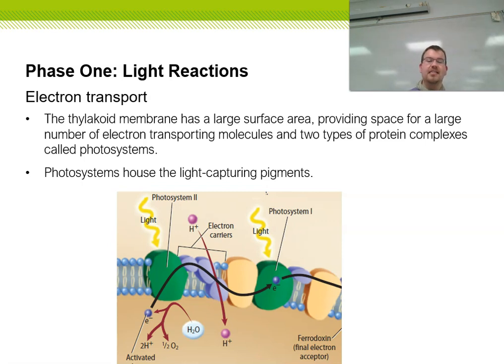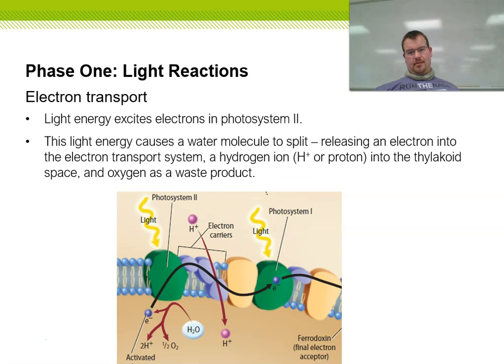So in this is where they house the light capturing pigments for this process. So within this, the light energy excites electrons within photosystem 2. So right now we're focusing in right here. And what will happen is the light energy causes a water molecule to split. So you can see it here. We've got a water molecule, and it splits, releasing an electron into the transport system. So here's our electron. It releases out a hydrogen ion, or a proton, because it doesn't have the electron now. The electron's loose.